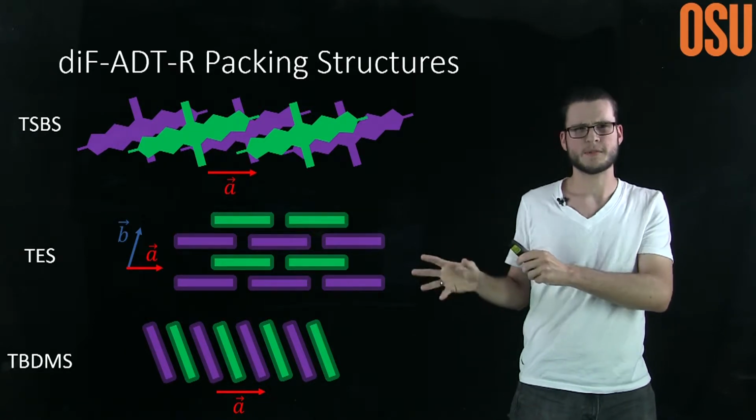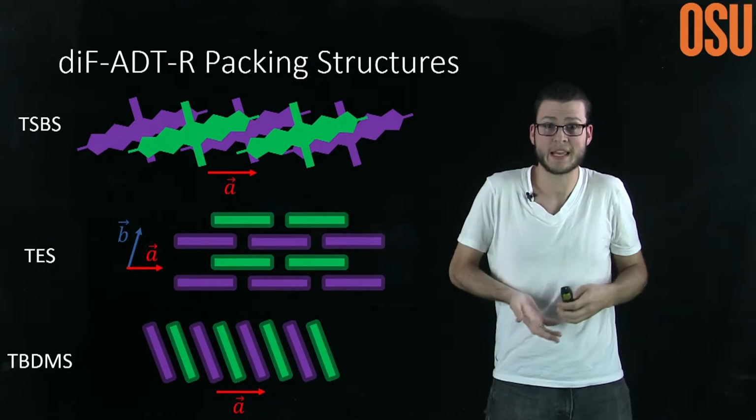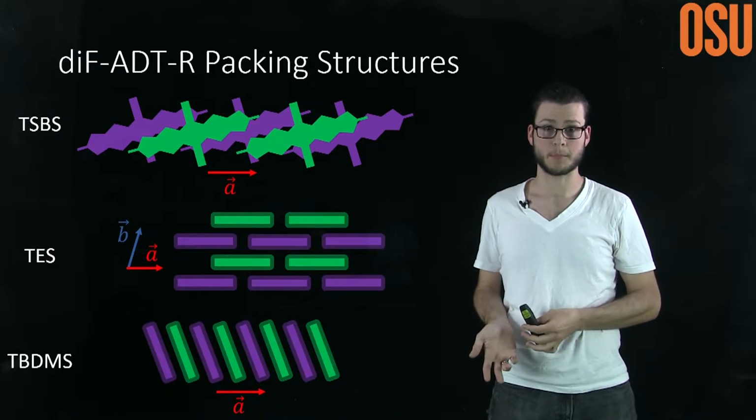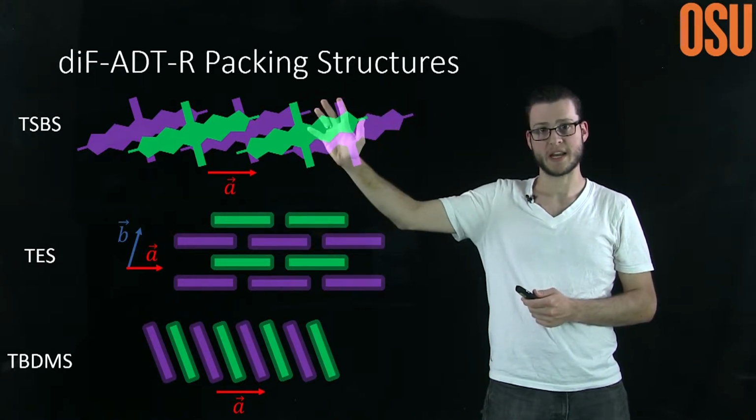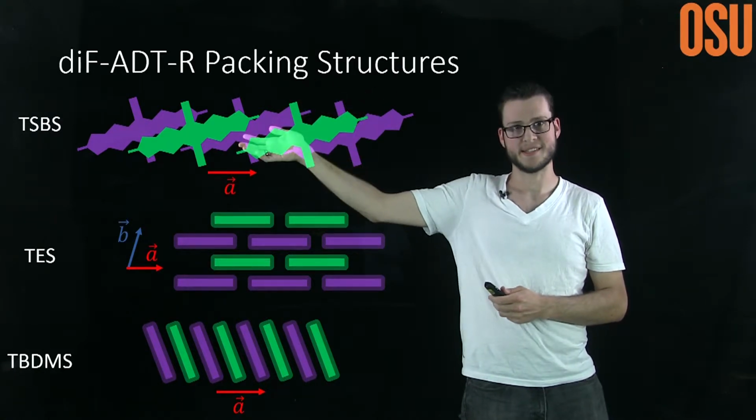Now, the reason why this is particularly interesting is different packing structures should have different excitonic properties. For example, excitons that are sitting on the back of one of these molecules right here are able to hop to adjacent sites.